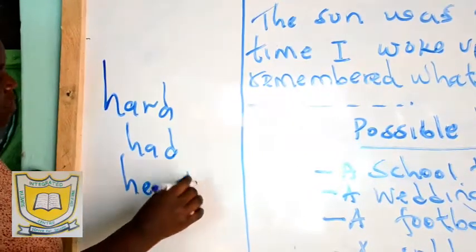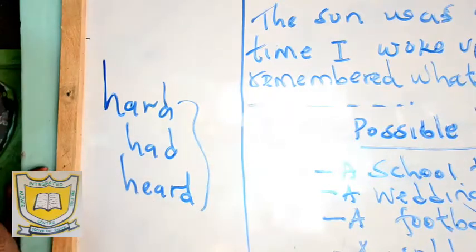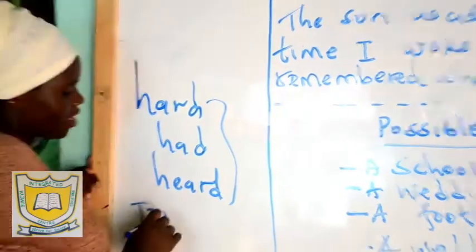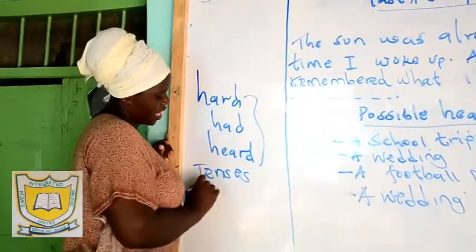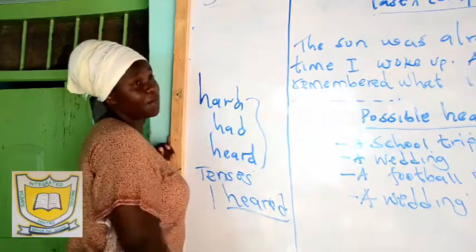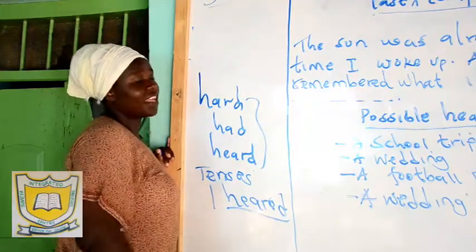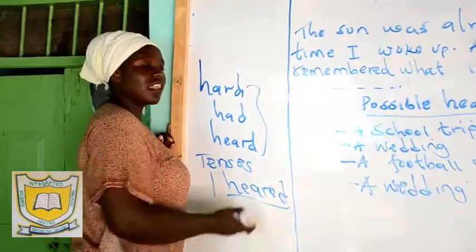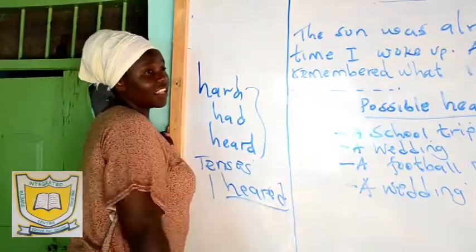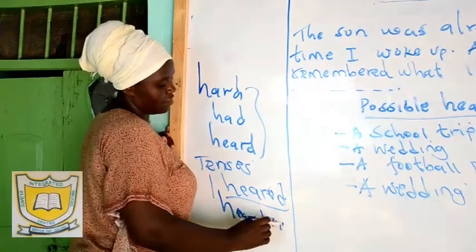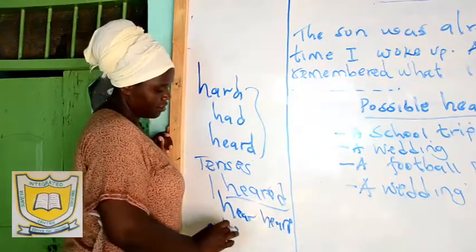And leave alone even spelling, I've realized that most of you do not know even tenses. Somebody is saying, 'I heard a voice in the bush.' 'Heard' here is not a regular verb. It does not take an 'ed'. It is 'hear', and the past tense is 'heard', and the past participle is also 'heard'.